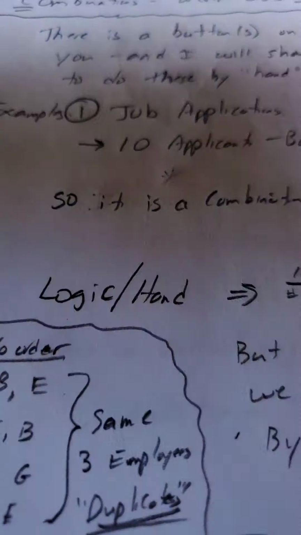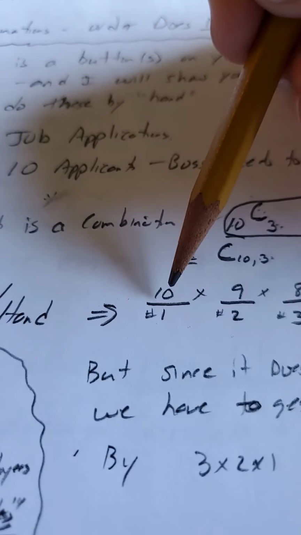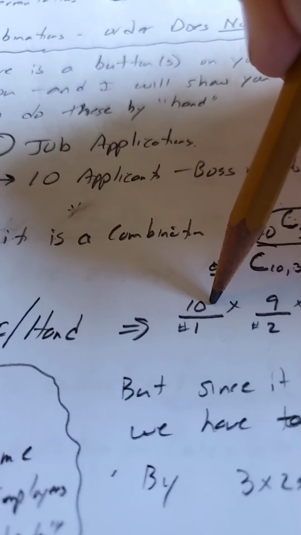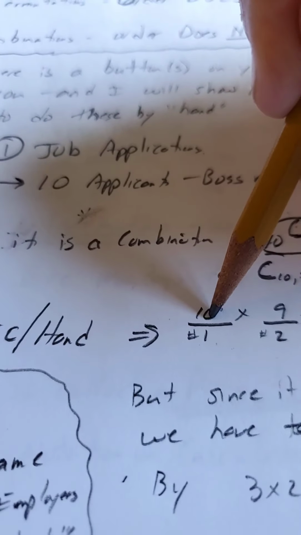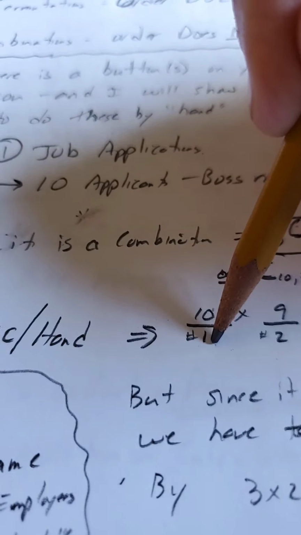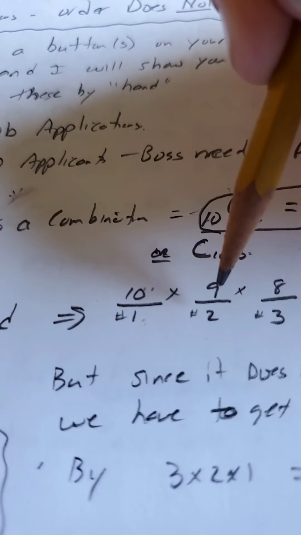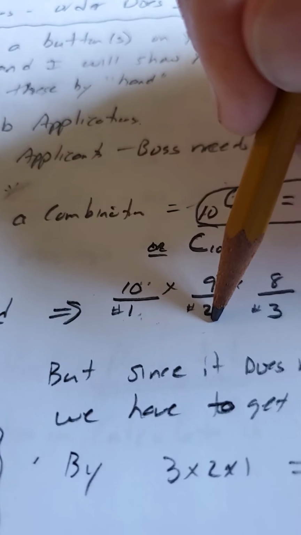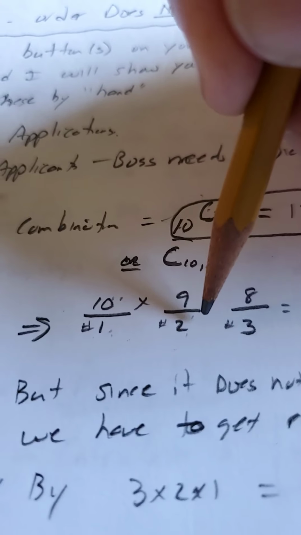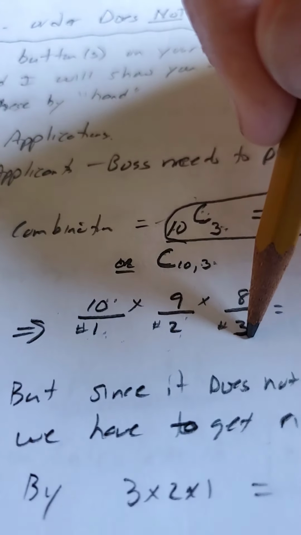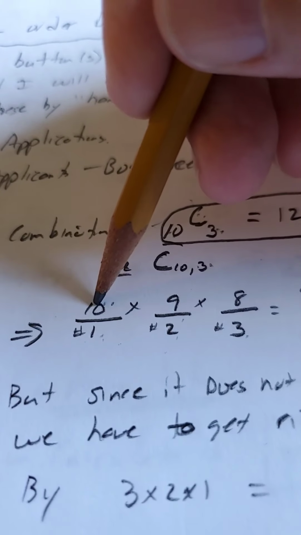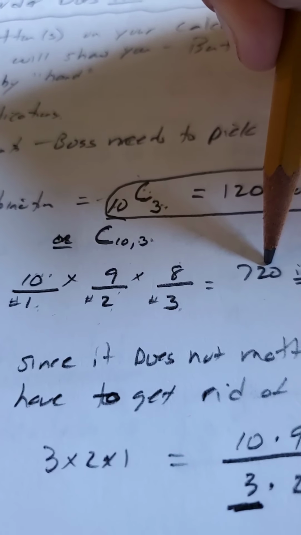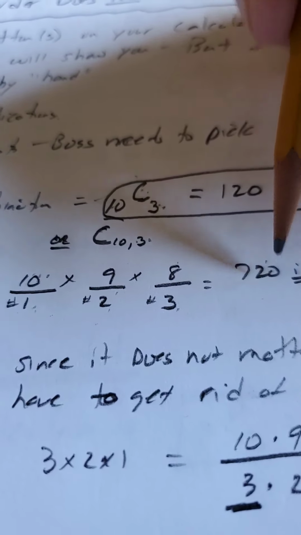Okay, first, the logic of how you do it by hand. When the boss is looking at the applications, he has 10 applicants to choose from, just like running a race. He picks 1. Okay? So he has 10 choices. He picks 1. Now he's got to pick another one, but he only has 9 choices left of those applications. So he has 9 choices for the second position. He picks 1. Well, now there's 8 more applicants to choose from for the third position. So it's just like we did yesterday, 10 times 9 times 8. That's 720 ways. But that's if the order mattered, there would be 720 options.